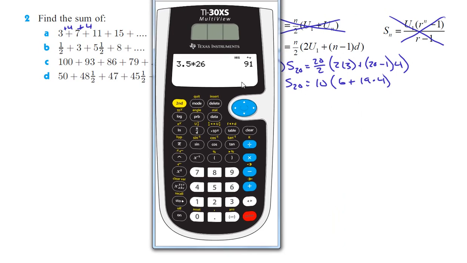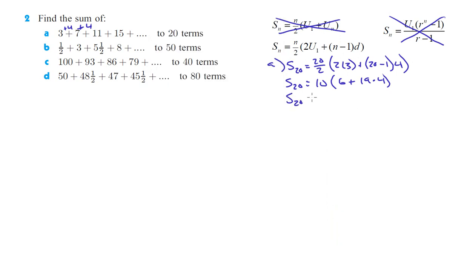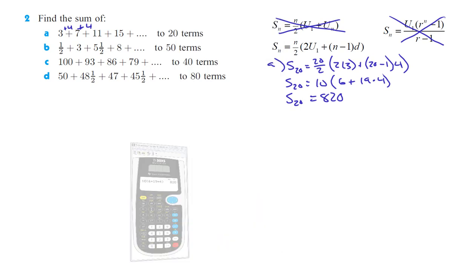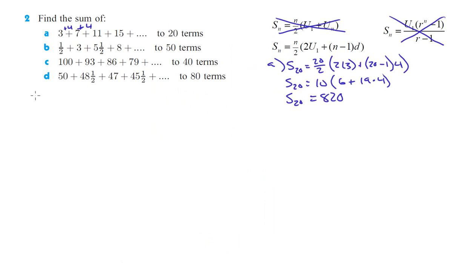So we've got 10 times parentheses, and we got 6 plus 19 times 4. All right, and that should do order of operations for us. So we get that the sum of the first 20 terms is 820. Okay, that's what we got. Yep. Okay, so that's A. Let's try B over here. Pretty much all these we're going to want to use this same formula here over and over again.